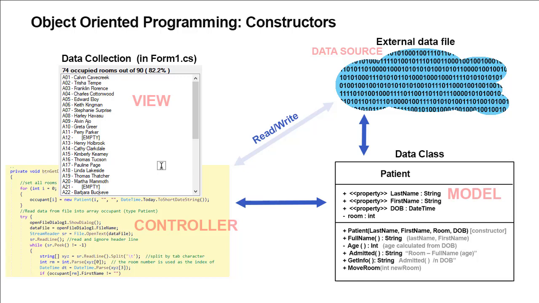That data collection could be an array. It could be, in this case, the collection of a list view. It could be a list, a generic list. We'll talk more about that down the road. An array list. It could be a dictionary or a hash table. So there's various data structures that we can use to contain the collection of our data objects.